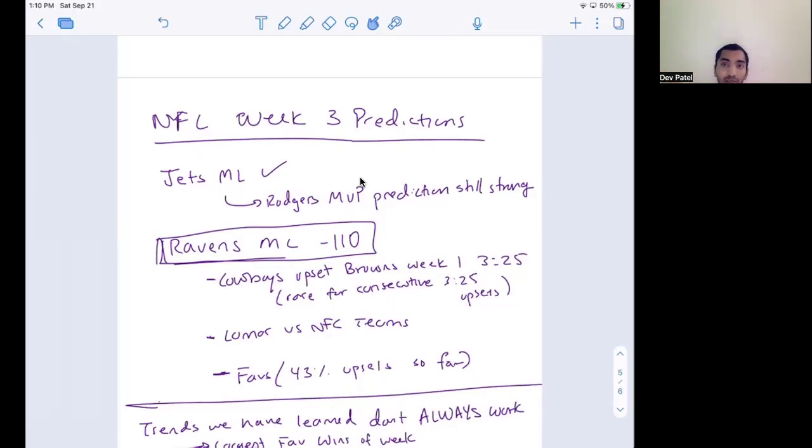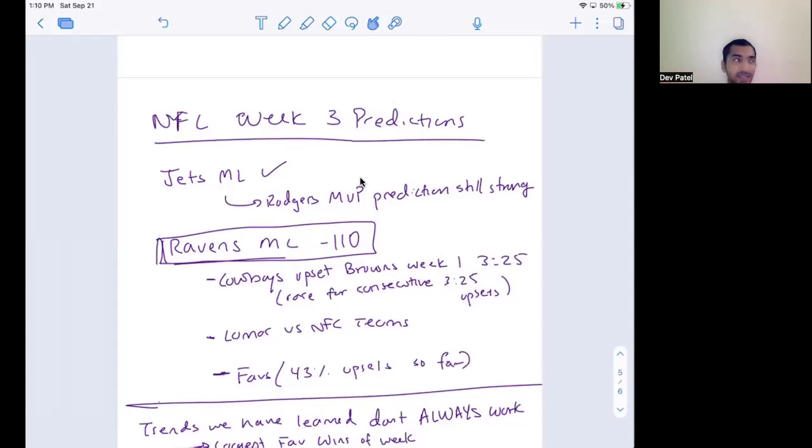And then this week, the team I'm most confident in is the Ravens money line at -110. Again, good value here because it's -110. They're only favored by like -1.5. So it's good value. The trend for this is that the Cowboys upset the Browns in week 1 at 3:25, and it's very rare for a team to have consecutive 3:25 upsets when the game starts at 3:25. So that's a trend here.